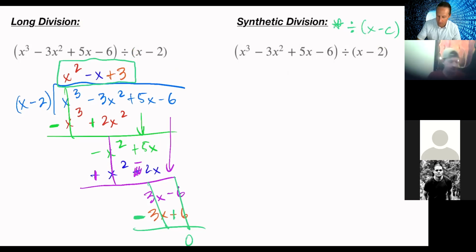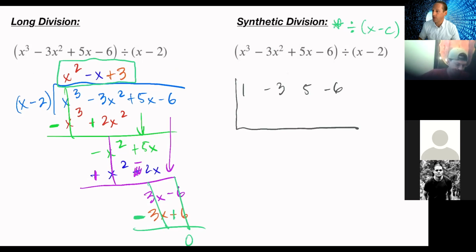Okay, so all I'm going to do is I'm going to take everything that I see here, but not the x's. And how many x cubes do we have there? One. How many x squareds? -3, +5, and -6 ones. And I'm going to take just what are called the coefficients. So I'm going to have a 1, -3, 5, and -6. And this is what I'm going to divide with, rather than all those x's.